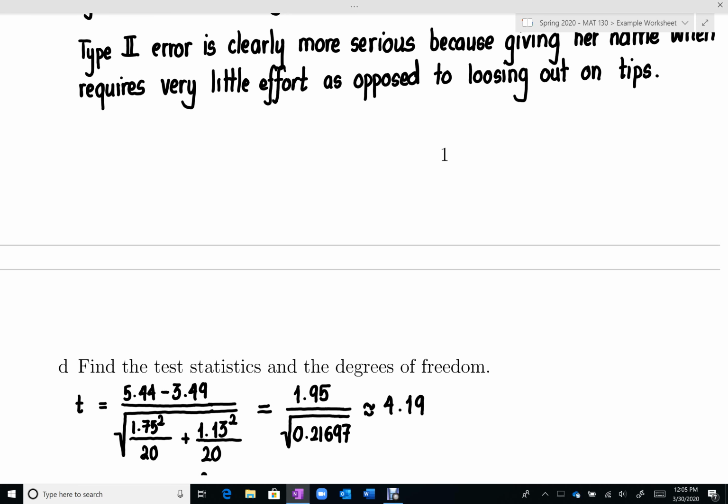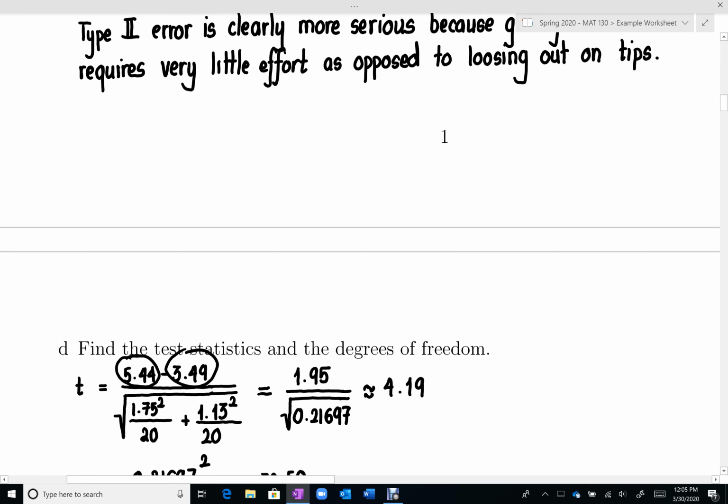Well, the t is going to be the difference in the sample means divided by this quantity here, which is the sample standard deviation of one of them squared divided by the sample size plus the sample standard deviation of the other squared divided by the sample size. And when we do the computation here, we get the t-value is 4.19.